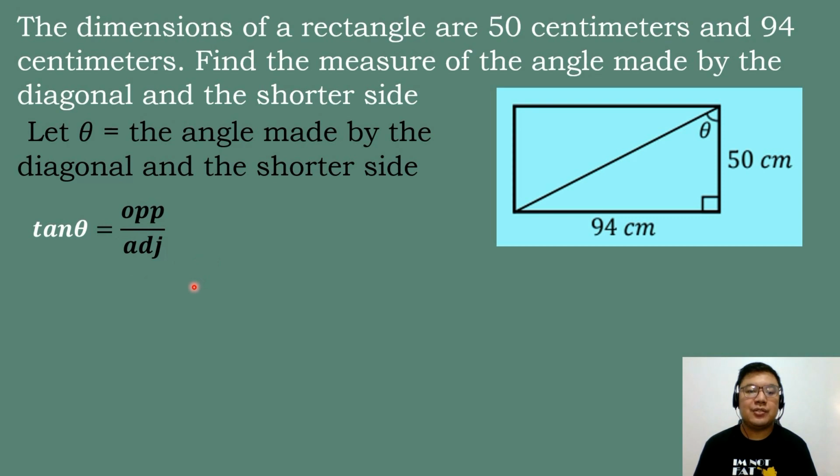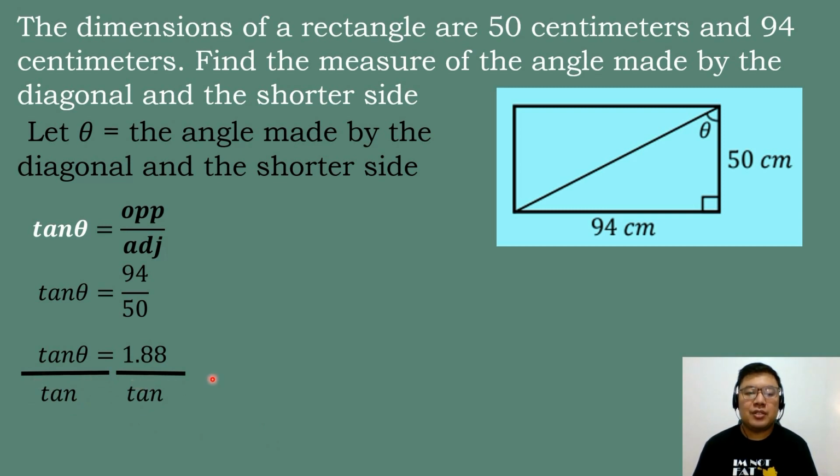All we need to do is to substitute the corresponding values. Opposite will be 94 centimeters and the adjacent side is equal to 50 centimeters. And then after that, we will divide these two numbers. 94 divided by 50 is equal to 1.88. And then we will divide both sides by tangent. So tangent will be cancelled out. So this will be theta is equal to tan raised to negative 1, or arctan, of 1.88.